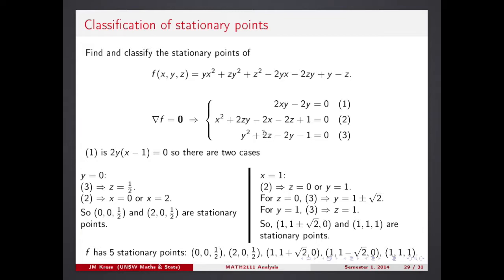No, wait a sec, I just missed something. I'm sorry, I made a mistake. When y is 0, only one term disappears. It's not a perfect square, I'm sorry. But we know the value for z also, it's 1/2.